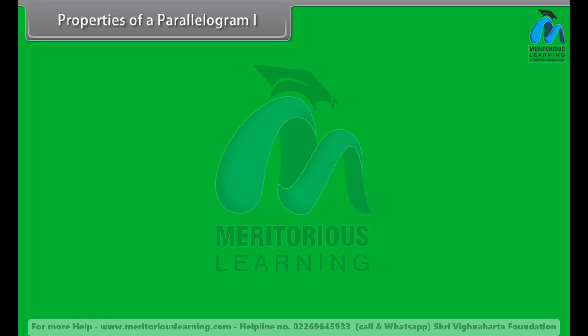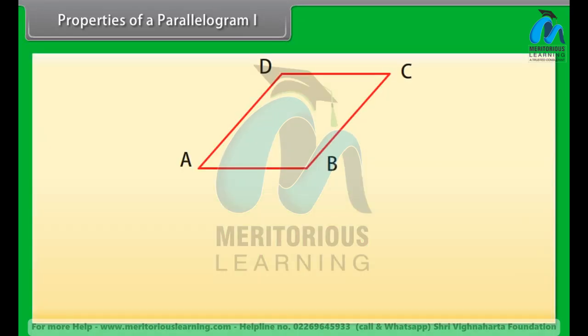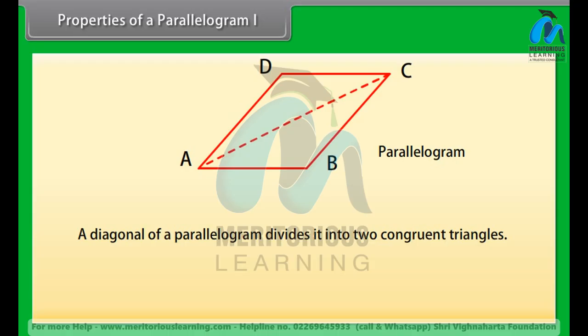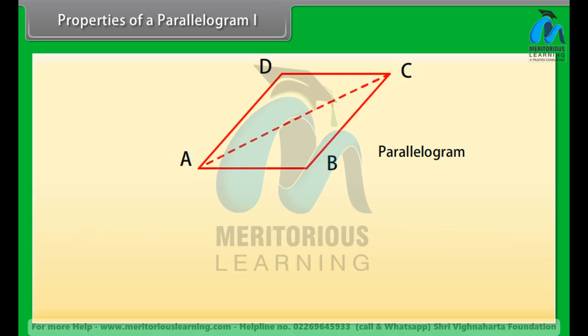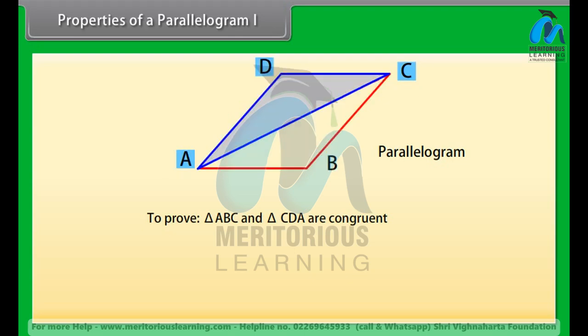Properties of a parallelogram. 1. The property of a parallelogram says that a diagonal of a parallelogram divides it into two congruent triangles. Let's prove this theorem. Let ABCD be a parallelogram and AC be a diagonal. We can see that the diagonal AC divides parallelogram ABCD into two triangles, triangle ABC and triangle CDA. We need to prove that triangle ABC and triangle CDA are congruent.